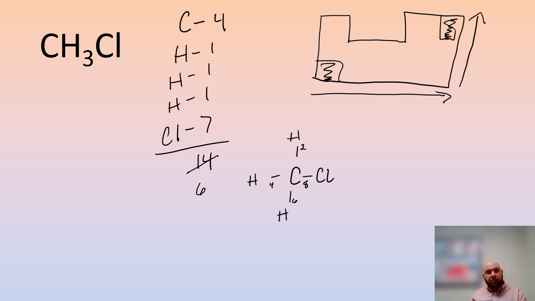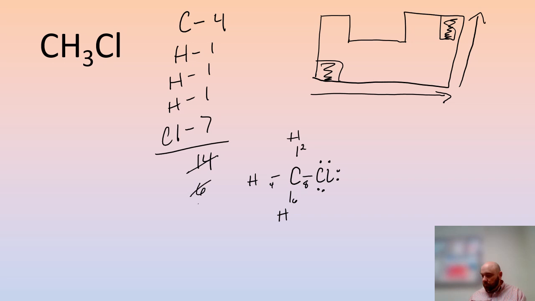We start by placing them on terminal atoms first, but we aren't going to place them on hydrogen. You'll notice hydrogens have already satisfied their octets in this molecule. Anytime you single bond a hydrogen, you have satisfied its octet. So we're going to try putting those 6 electrons on the chlorine and then checking to see if we need to make any double or triple bonds.